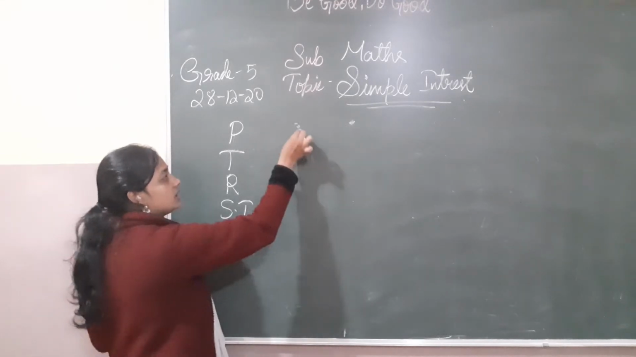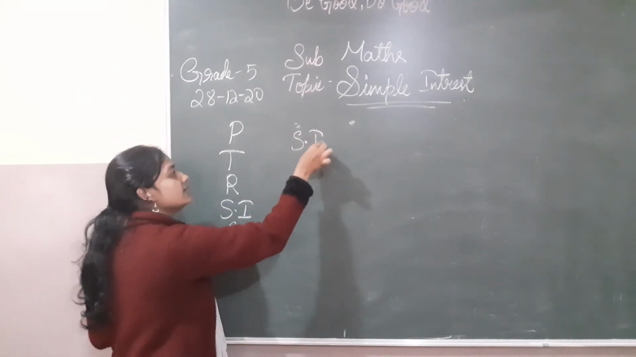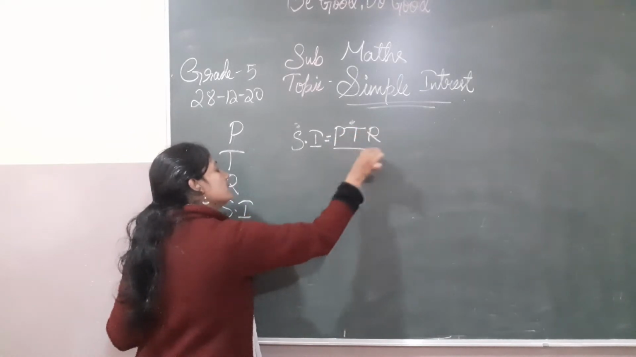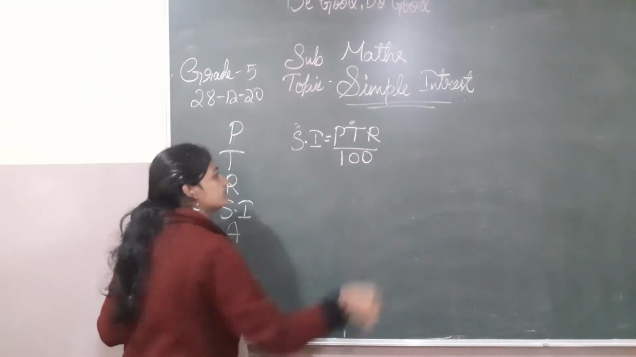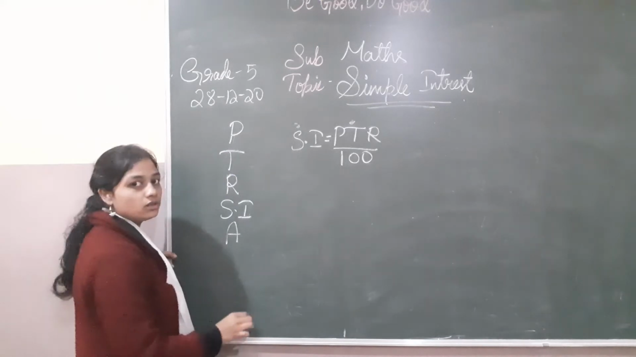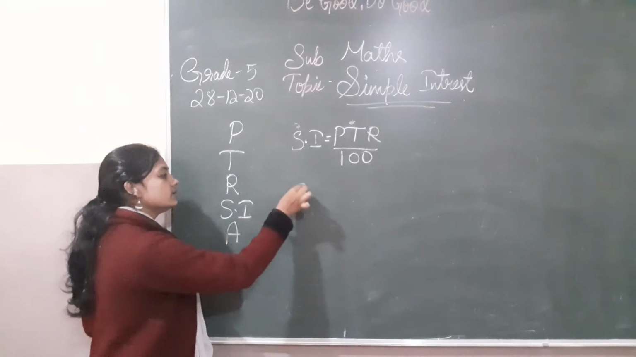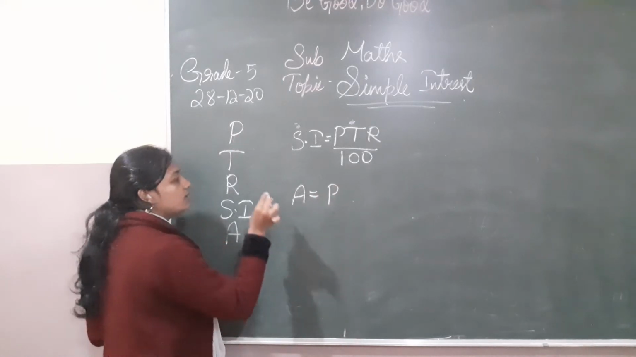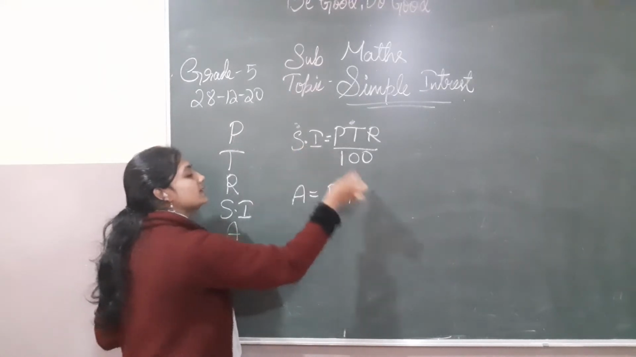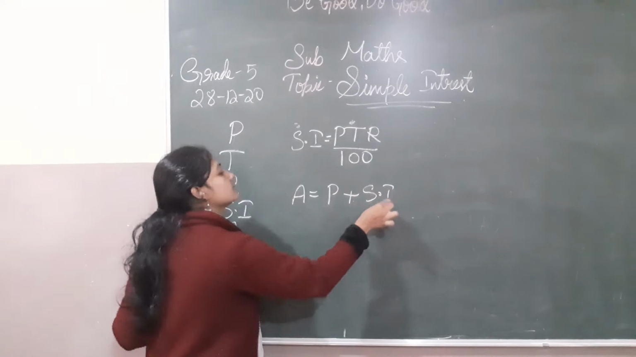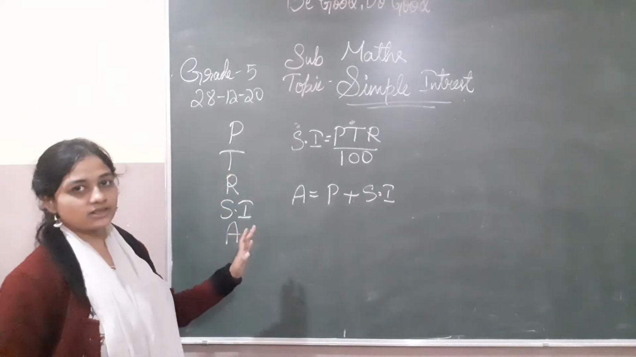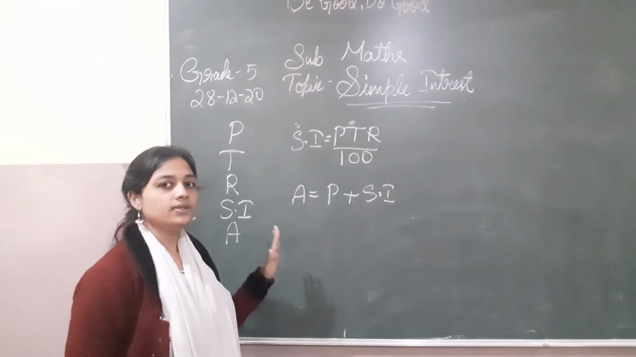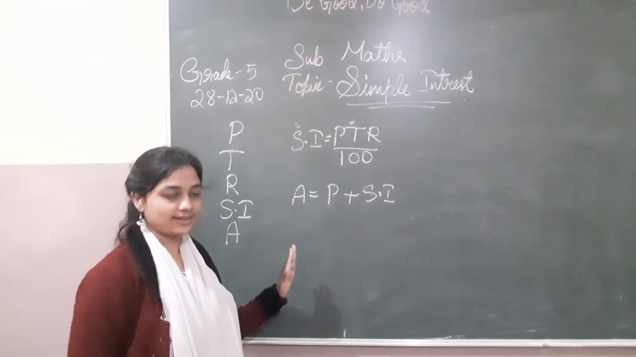And what is the formula for simple interest you learned? It is PNR by 100. And you also learned the amount is equal to the principal amount plus the simple interest. So till this you have learned, which means you have been perfect in the previous video. Now we will be going on to the next exercise.